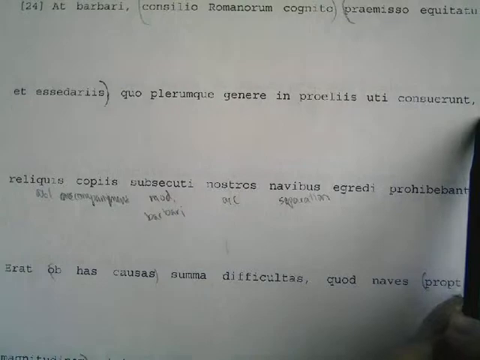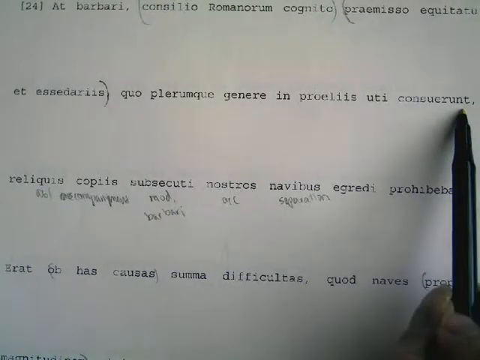Quo plerumque genere. Quo is a relative pronoun, and you might even want to take the genere before it. The type which, or you can take it out. Which kind, right? Which type, and then in proeliis uti consuerunt. Which type, and then here's your verb. Uti is the infinitive. The I at the end tells you it looks like a passive infinitive, but uti is in fact deponent. It means to use. So it looks passive, but you translate it actively, right? To use.